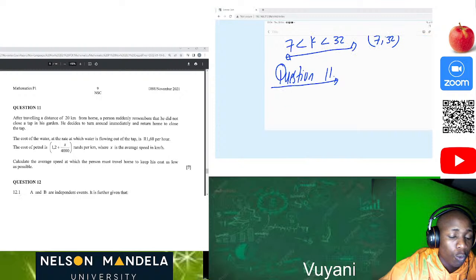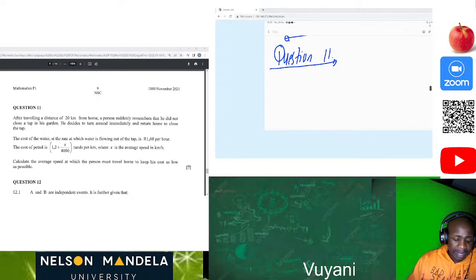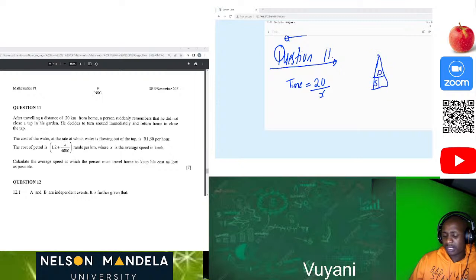So in this question, guys, it's not that tricky. So what are we applying in this question? We are applying the concept of maximizing, the concept of rate of change. So what is important is to determine time. What is time? Time will be equal to 20 over x, distance over speed. Because we don't know the speed, but we know the distance which you have covered, which is 20 kilometers. In grade 10, we're told that distance is speed times time, so time will be distance over speed. That's grade 10, grade 9, grade 8, those kinds of grades.